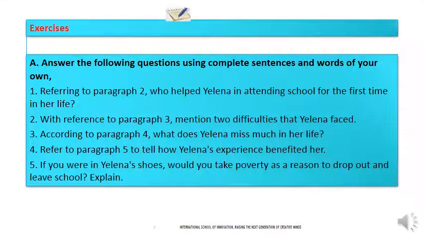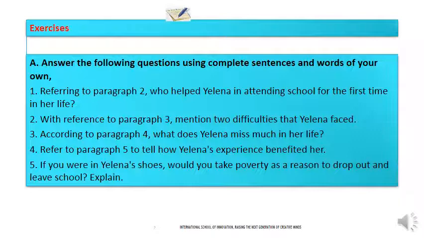Let's now move to the exercises. Referring to paragraph 2, who helped Yelena in attending school for the first time in her life? In paragraph 2, as you know, UNICEF and Unilever helped her attend school. With reference to paragraph 3, mention two difficulties that Yelena faced. The first difficulty was that she had no birth registration and she was unable to go to school. And the second difficulty was that she lived with her mom, her stepfather, and the four children, and she was obliged to do the housework, cook, wash clothes, and so on. According to paragraph 4, what does Yelena miss much in her life? According to paragraph 4, she misses education, she likes to go to school.